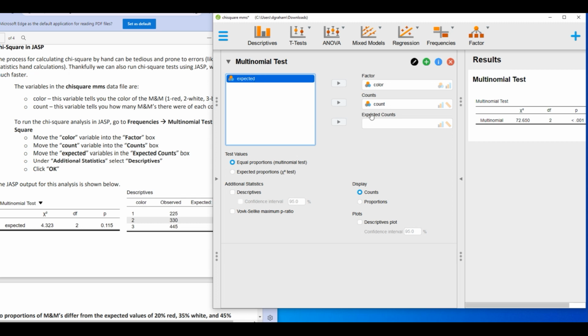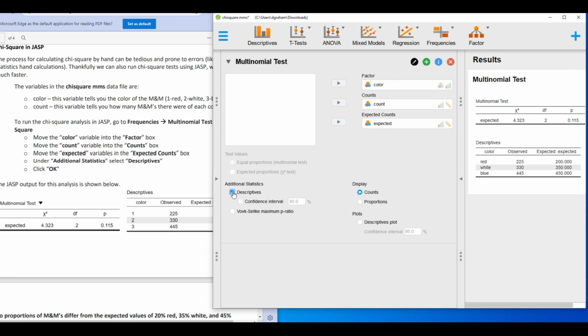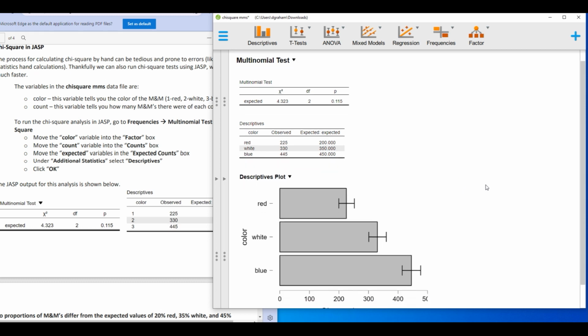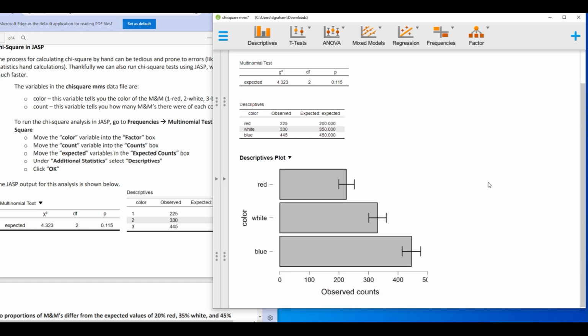And then finally, expected counts. How many would we expect if the null hypothesis were true? Now, under additional statistics, select descriptives. And if you want, you can select to look at the plot. That just gives you that visual here.